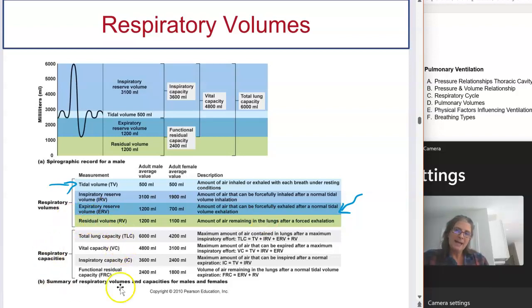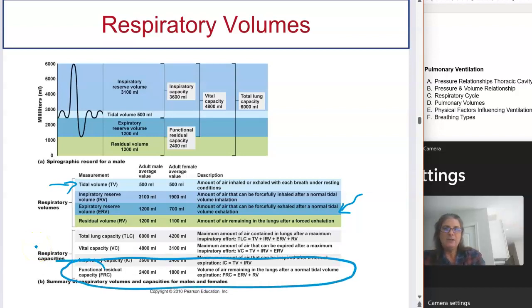Now, if you see a capacity, there's a few here, but a capacity is 2 or more volumes added together. So the one we're looking at right now is FRC. And FRC is called functional residual capacity. And this is the amount of air that's in your lungs right now every time you exhale. So you're breathing normal, and every time you exhale, that air didn't come out. So we usually say that a residual volume is around 1200, and we say an ERV is around 1200, which means that every time you exhale, there's about 2.5 liters of air still stuck inside your lungs.